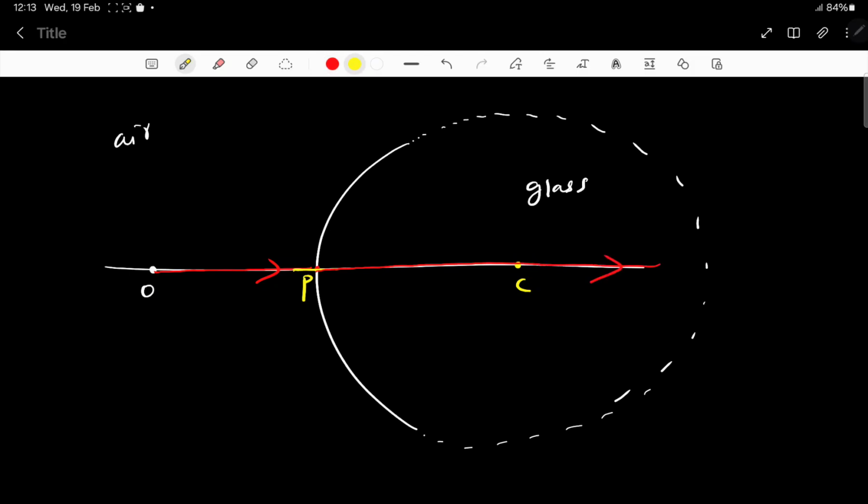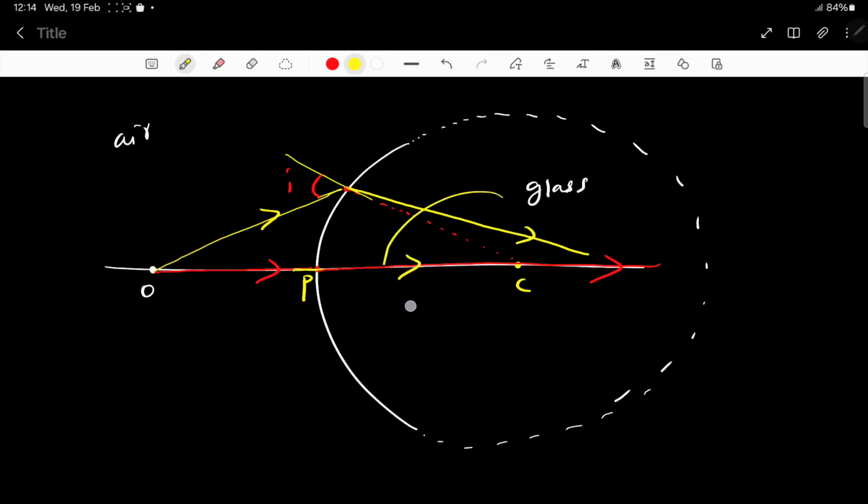From the same object I can consider one more light ray, but this light ray approaches our glass surface at a certain angle. At this point of incidence, to get the normal direction, I will join that point to the center of curvature, and if I imaginarily extend that line, I get the normal at that point. So here the incident ray makes some angle i to the normal line. Since the light ray is entering from air to glass, it's going to bend toward the normal.